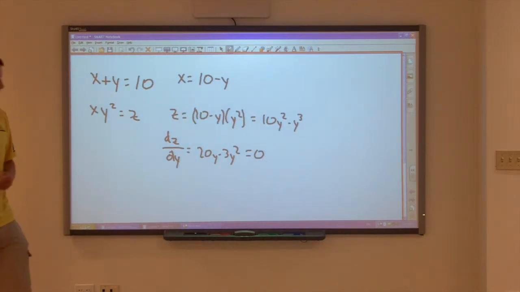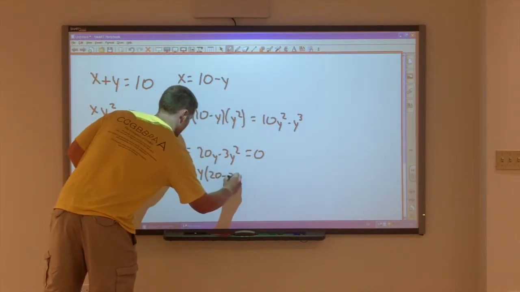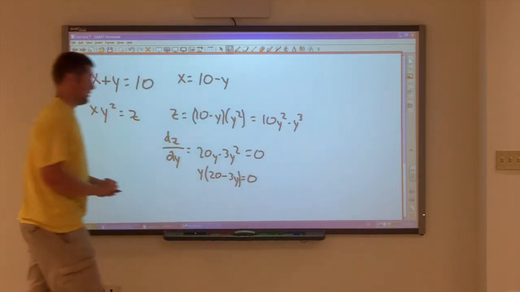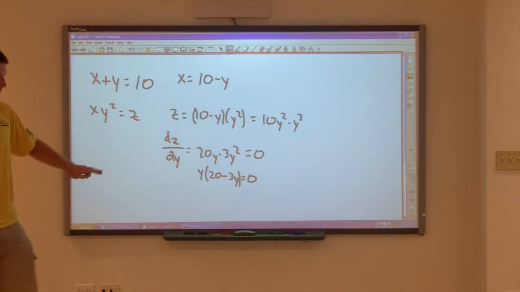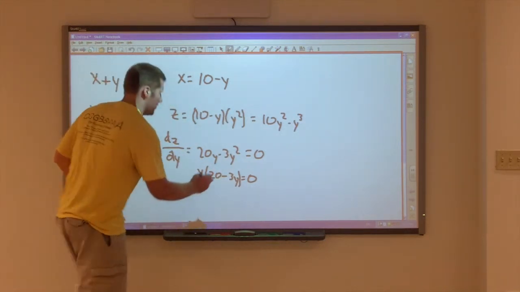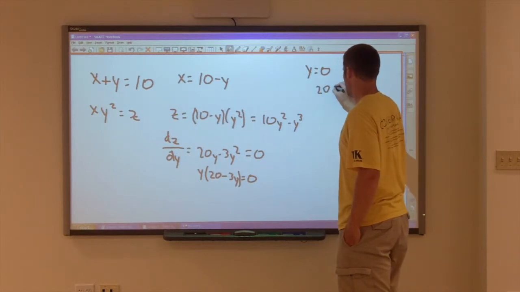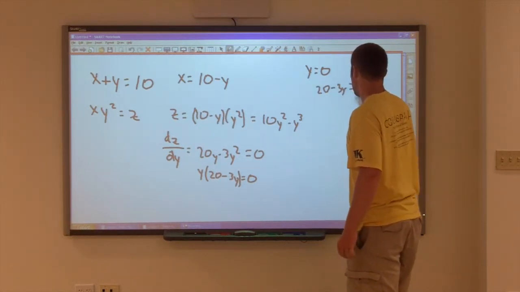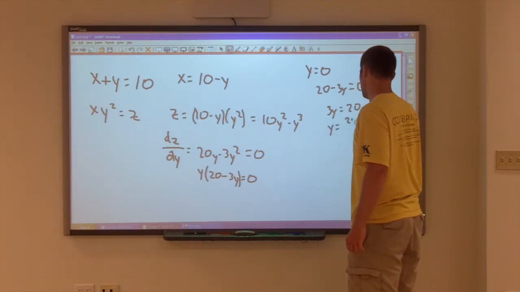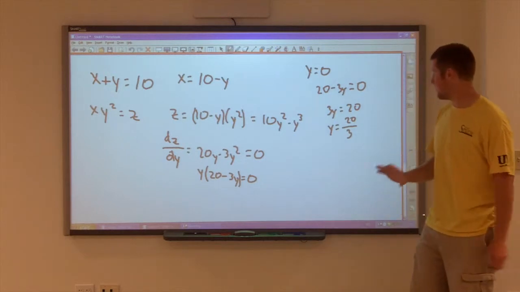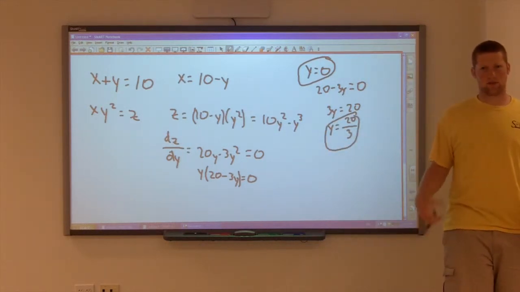So, if we factor out a y, we get that. Now, from algebra, we know that we can set each of those parts equal to 0. So from our factored version here, we get that y equals 0, and 20 minus 3y equals 0, or 3y equals 20, and y equals 20 over 3. Alright, well, you'll notice that at this point, we have two possible answers. So which one of them is right? Which one gives us the actual maximum?